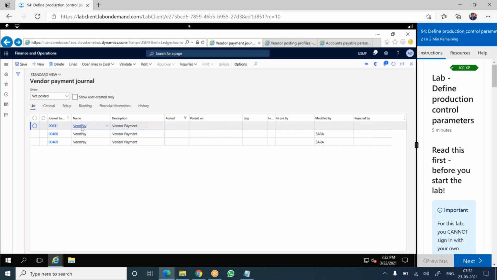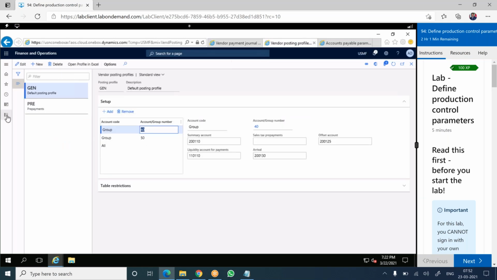But in this, if I click here, one second, the cursor is not moving properly. Let me go directly. It is taking some time.